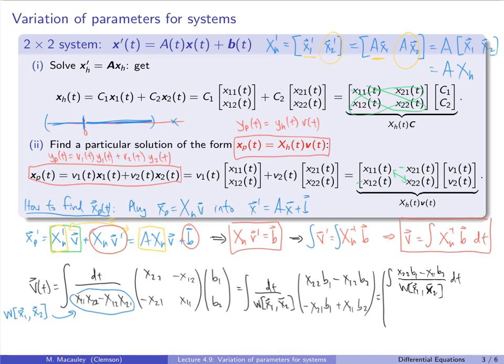This is dt, and then let's add a c1 just to remind ourselves that there is integration in here. And then the bottom is the integral of x11 b2 minus x21 b1 over the Wronskian of x1 and x2. This is dt plus c2. Okay, so this is a formula for the solution.